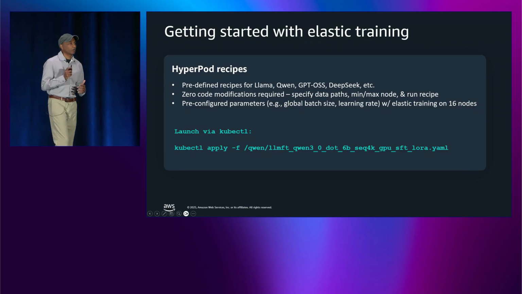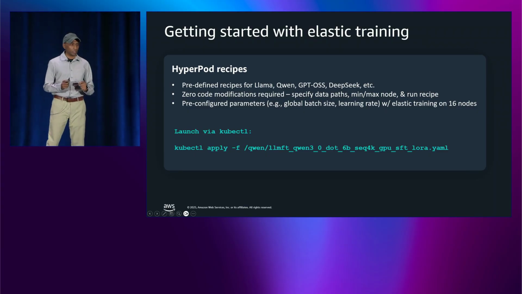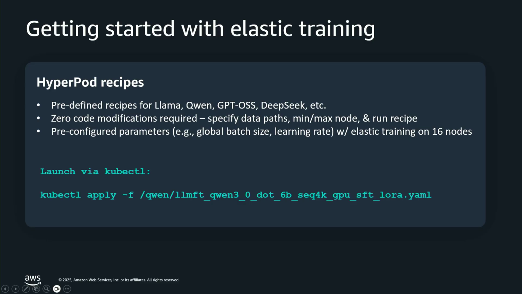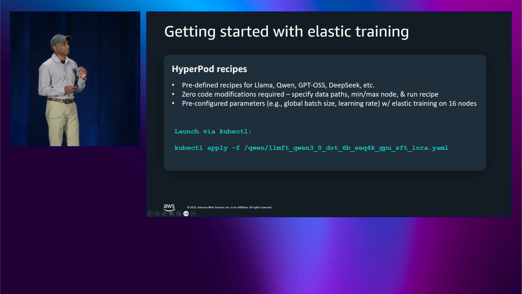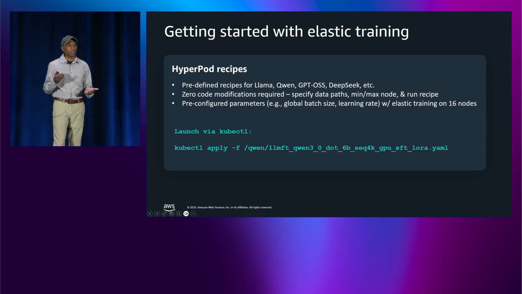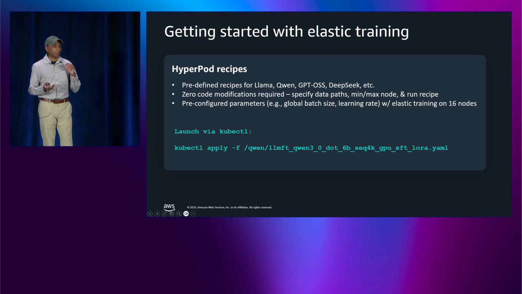All right, now to the fun part. How do you get started? We have made this incredibly simple for you to get started. If you're using standard architectures like Llama, Qwen, DeepSeek, you can get started with zero code change. That's right, there is no code change needed. All you have to do is bring in your data and set up the minimum node count and maximum node count, and that's it. You can kick off the training on HyperPod with the kubectl command or with the HyperPod CLI, and you're good to go.